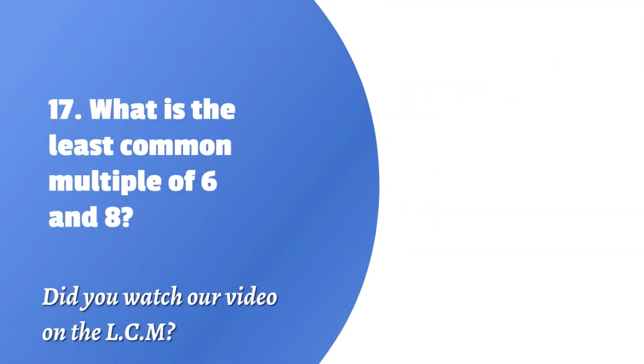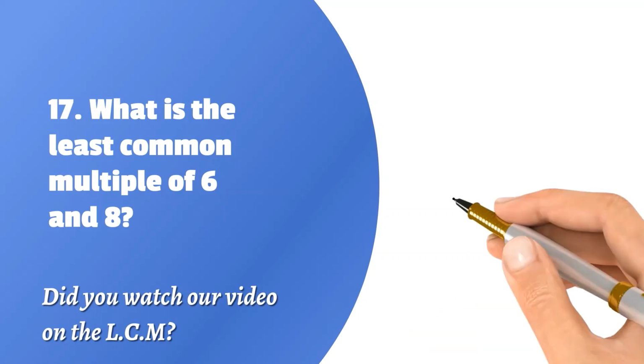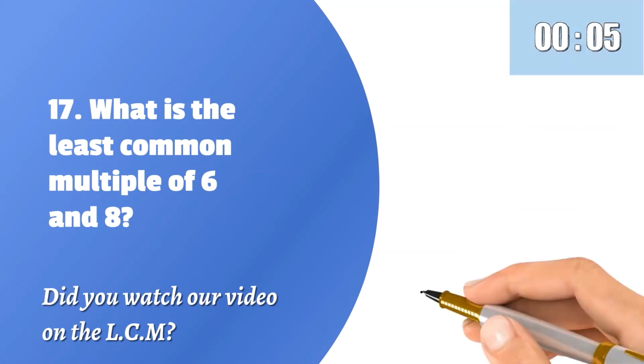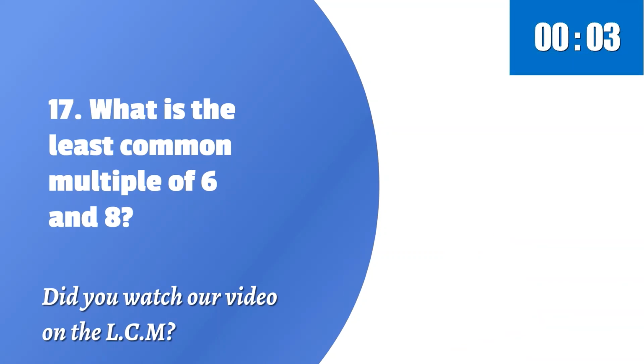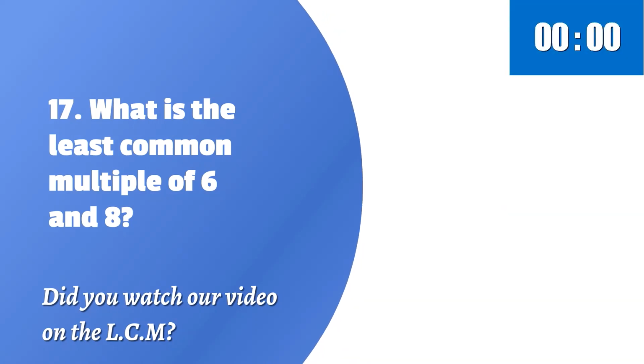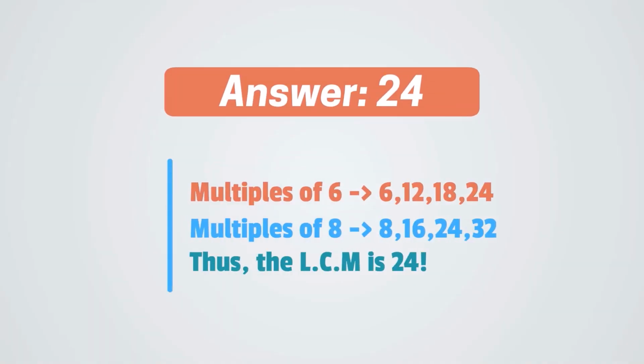Number 17. What is the least common multiple of 6 and 8? The question here is, did you watch our video on the LCM? The answer is 24. The multiples of 6 are 6, 12, 18, and 24, and the multiples of 8 are 8, 16, 24, and 32. Thus, the LCM of 6 and 8 is 24.